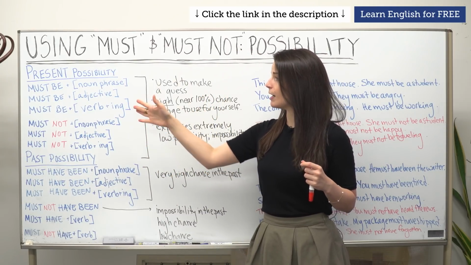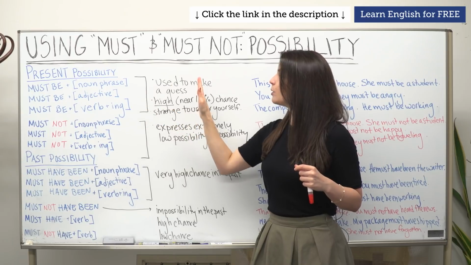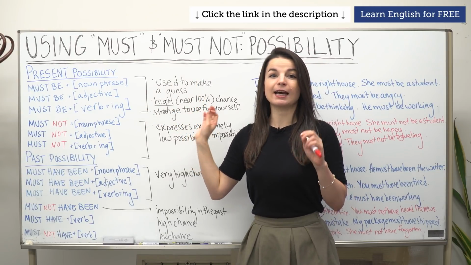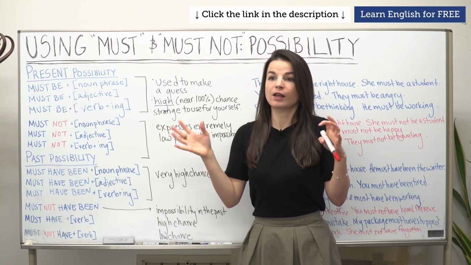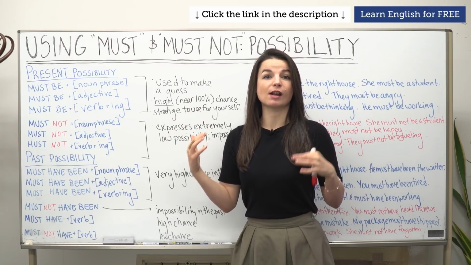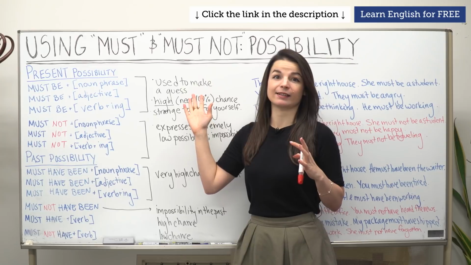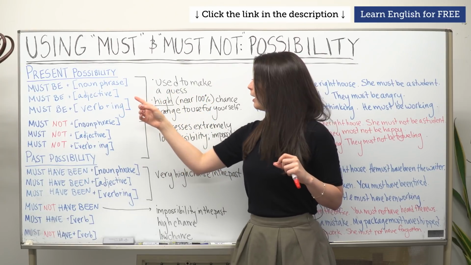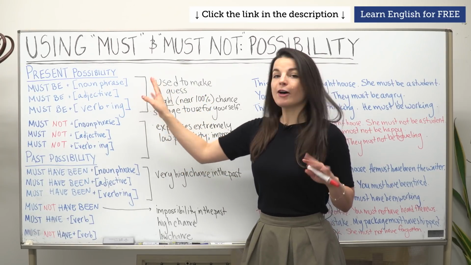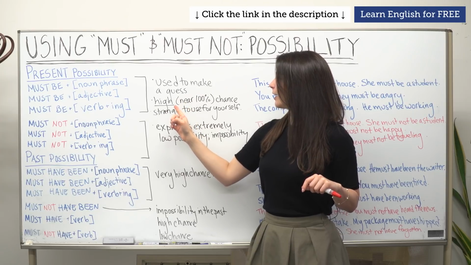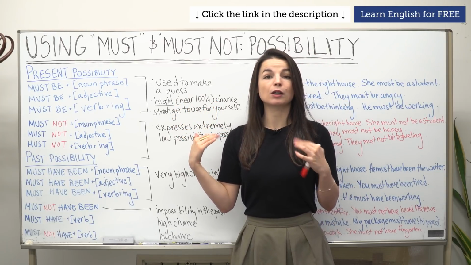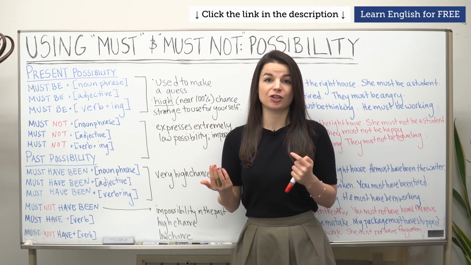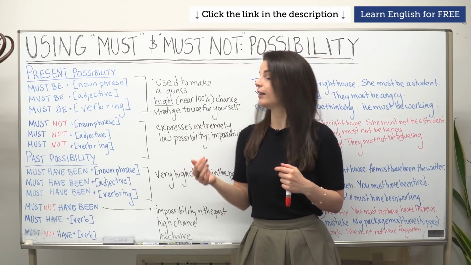A couple points though. We use must and must not as well to make guesses. We're making a guess about something we don't know, in other words. So there's some information we do not have. We are making a guess when we use must. The nuance of must is that there's a very high chance something is correct. So very high, meaning near 100%, a very high chance the guess is correct.